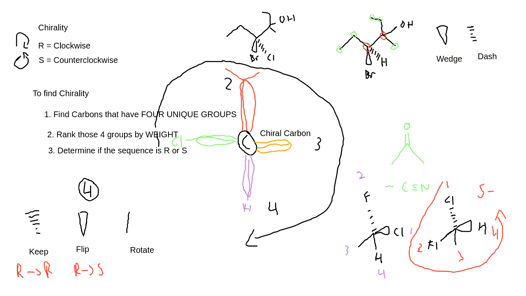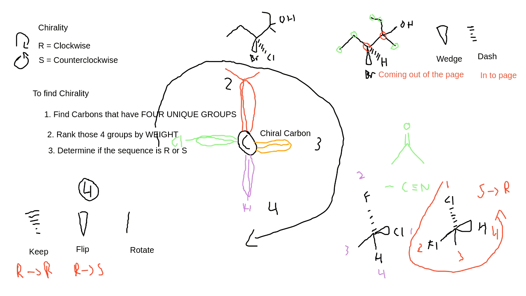Okay, so it's going to be R. And you might be wondering, why do we have to flip it if it's on a wedge? So wedge, I didn't really talk about this, but wedge means it's coming out of the page. Let me put that right there. And then dash means it's going into the page.